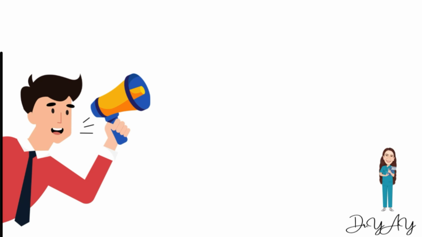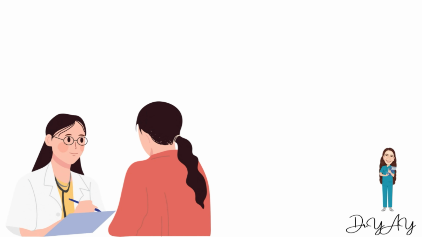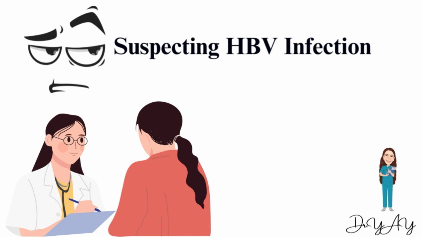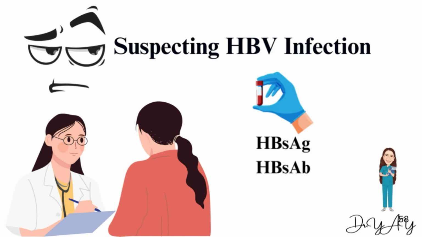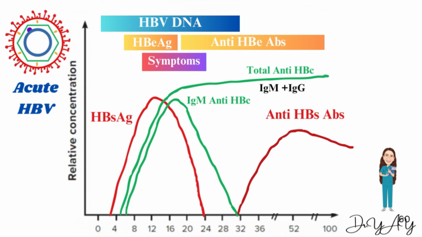Before we move on from the acute hepatitis B infection, imagine that a patient walks into your clinic and you suspect acute hepatitis B infection, and you order the usual two commonly tested screening markers, the hepatitis B surface antigen and the hepatitis B surface antibody. And now imagine that you order them during this phase. You will be definitely deceived.